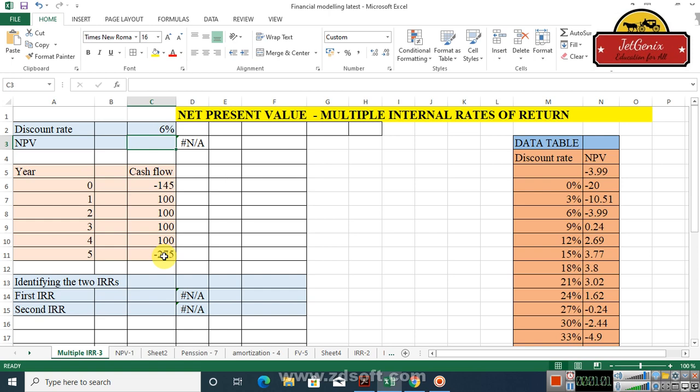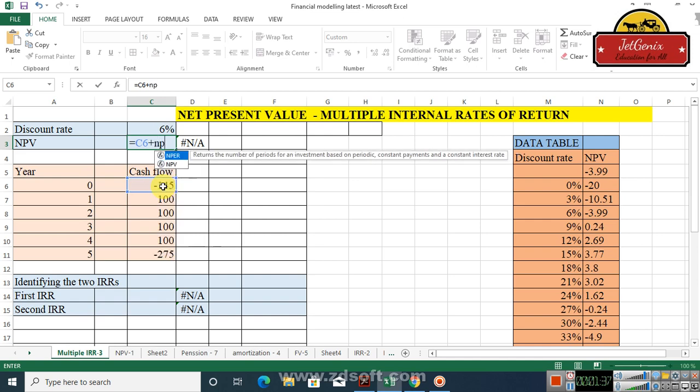For calculating the net present value, because this is the negative amount and this is the initial investment, we are going to calculate it with a formula. Type the equal sign as usual, and then click on this one, because this is the initial investment which we have to subtract from the present values or the discounted values of this amount. After this you just type plus, and then type NPV. Okay, the NPV is here.